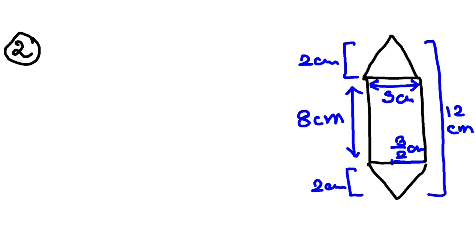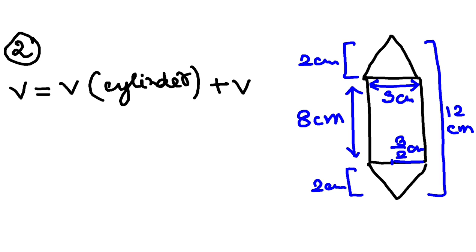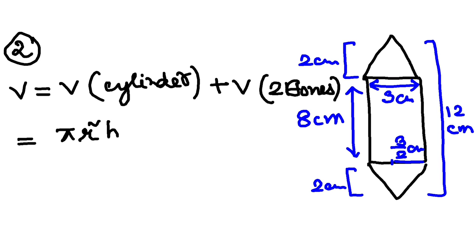So if I go to the solution part, the volume of the entire device will be obviously volume of the cylinder plus volume of the two cones. There are two cones rather, not hemispheres, two cones, isn't it? So now cylinder formula is pi r square h. There are two cones, so 2 will be there, and the cone formula is 1 by 3 pi r square h.